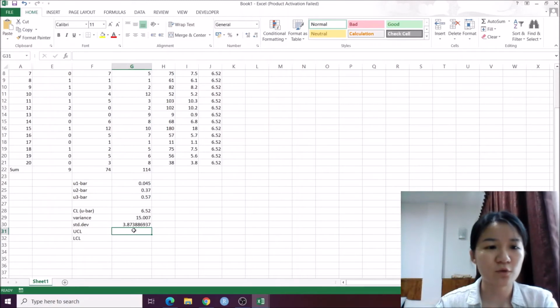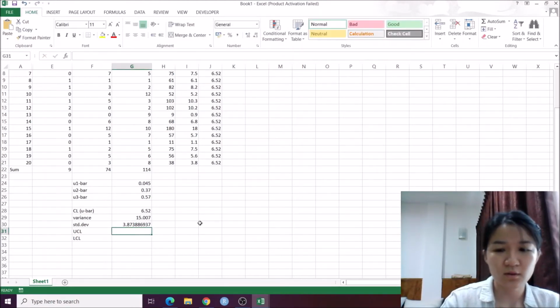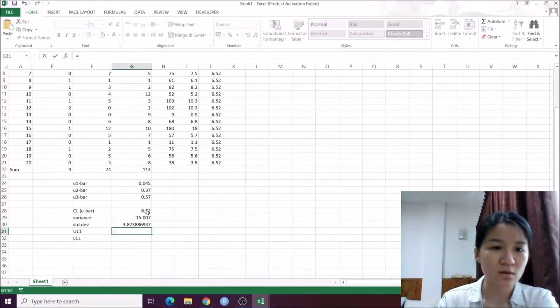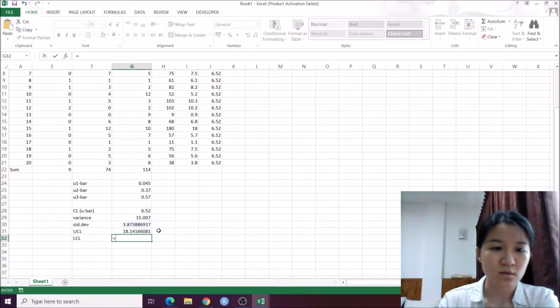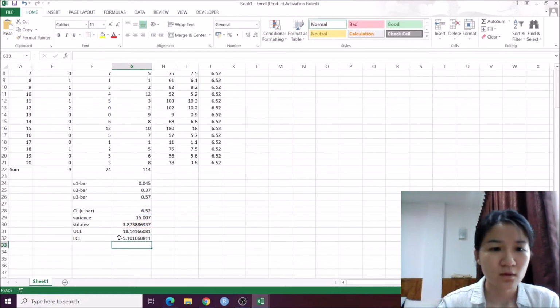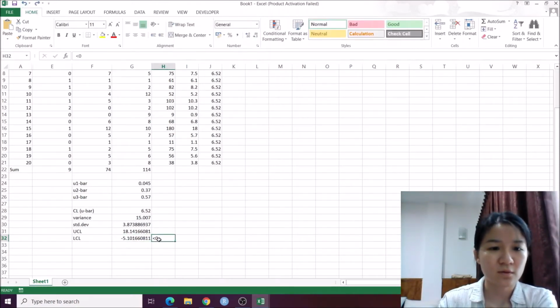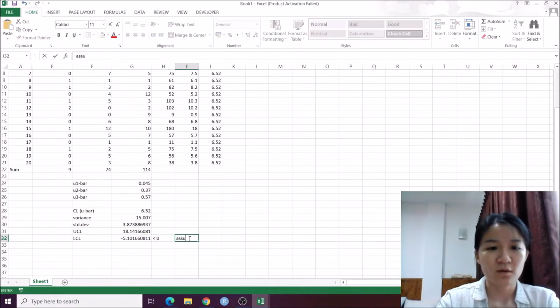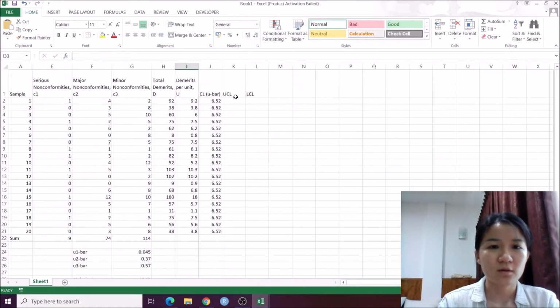So now we got the value for standard deviation. The UCL, the value is this. 3. The lower center line is negative, and we can assume that, sorry, we can assume that the LCL is equal to 0. Now let me copy the value here.